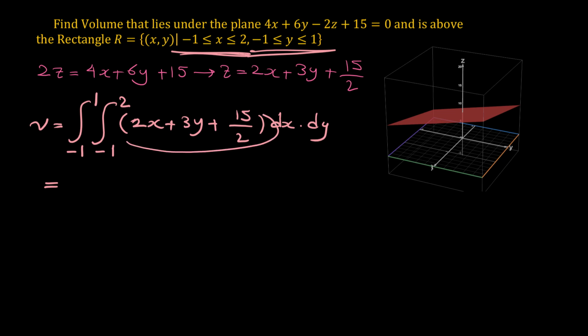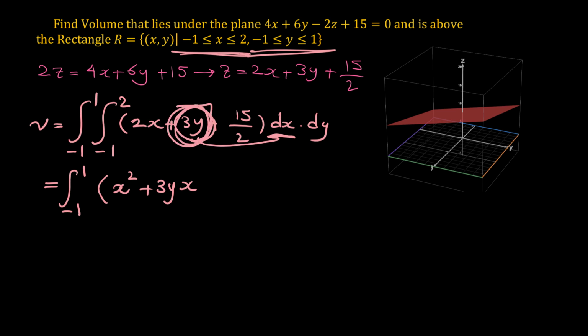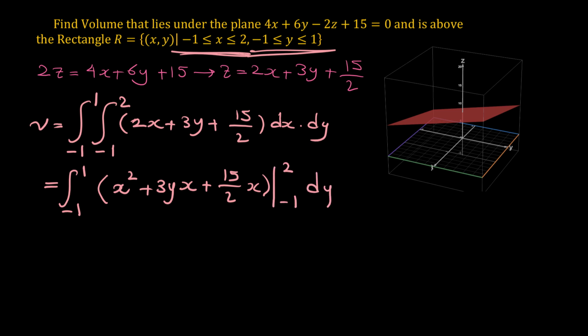First we have to integrate this function with respect to x. So we have integral from -1 to 1. Integral of 2x with respect to x is x to the 2. Integral of 3y is 3yx. Attention, when you integrate with respect to x, this is like a constant. So integral of 3y is 3yx. And integral of 15 over 2 with respect to x is 15 over 2 x. And x is from -1 to 2, dy.